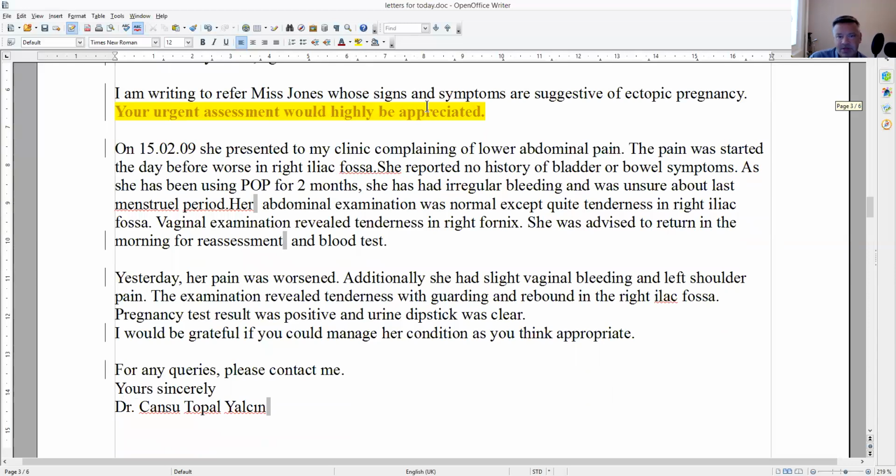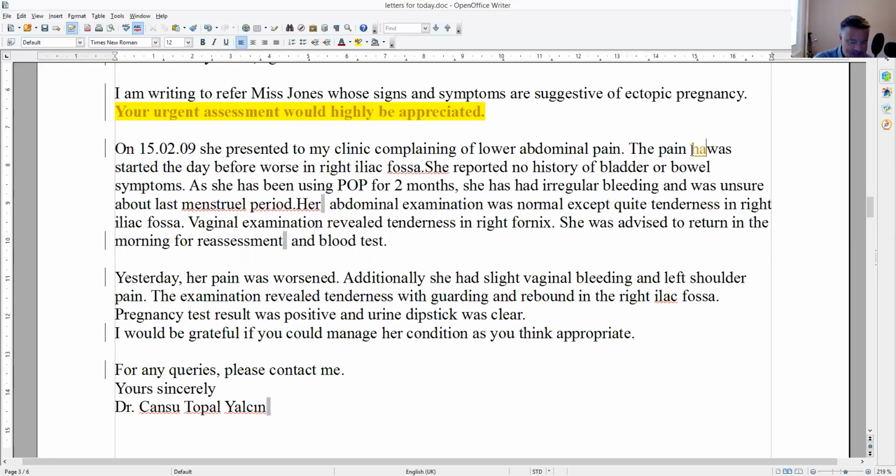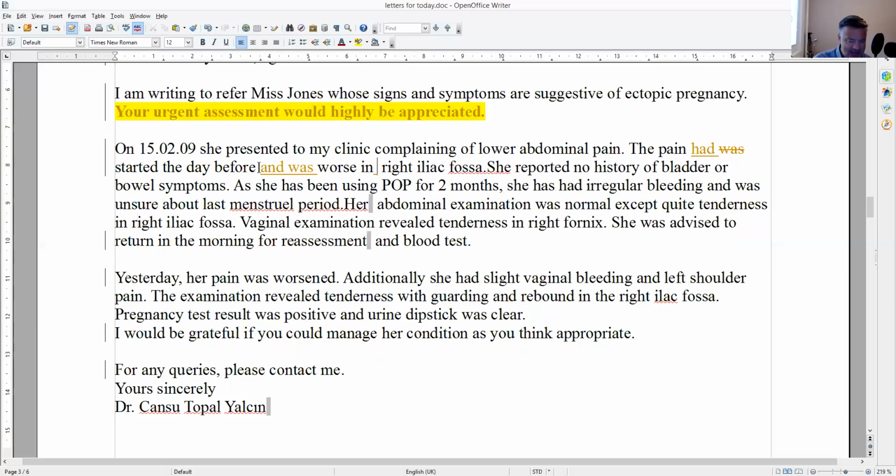On the 15th of the second, she presented to my clinic complaining of lower abdominal pain. The pain started, the pain had started, past perfect, the day before, and was worse in the right iliac fossa. She reported no history of bladder or bowel symptoms. Well, that sentence doesn't seem right. She presented, so I would put the name. Miss Jones presented complaining of lower abdominal pain, which had started.